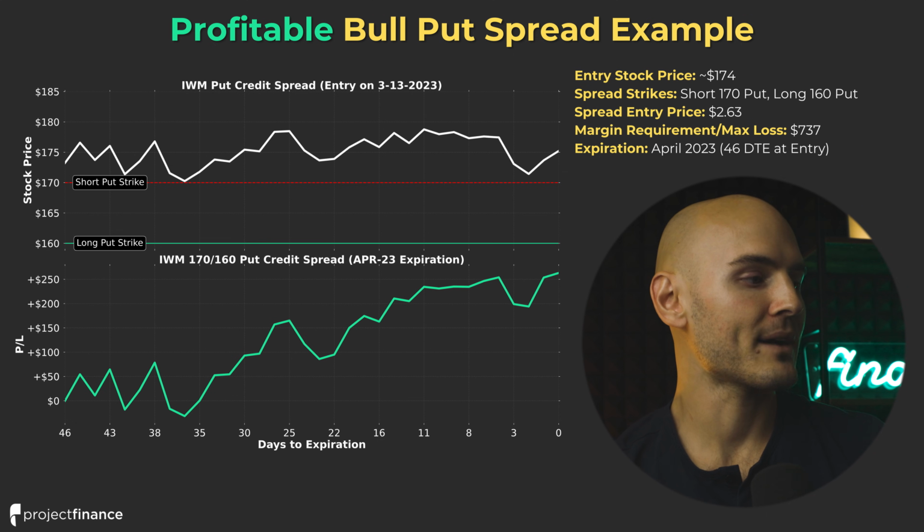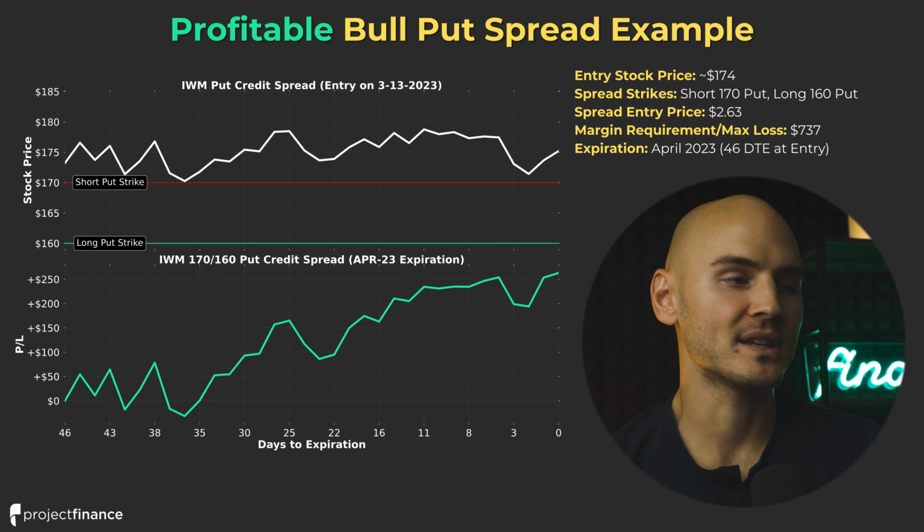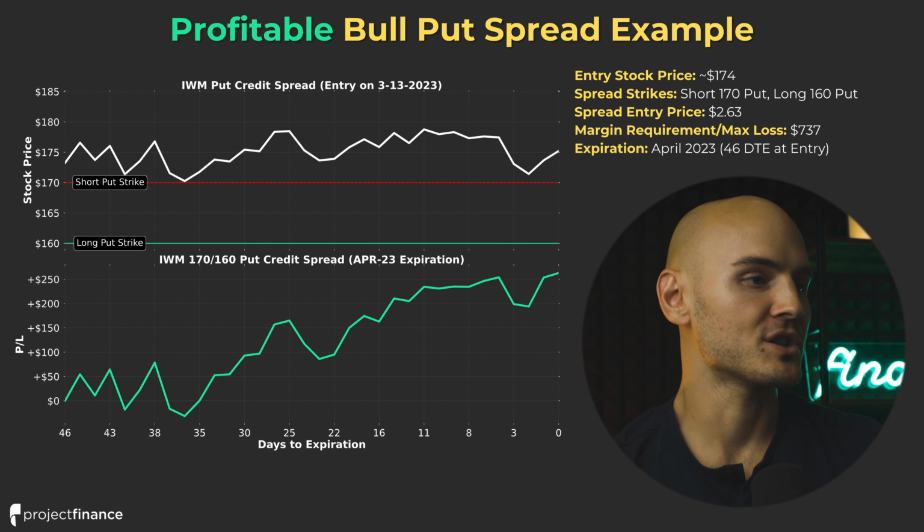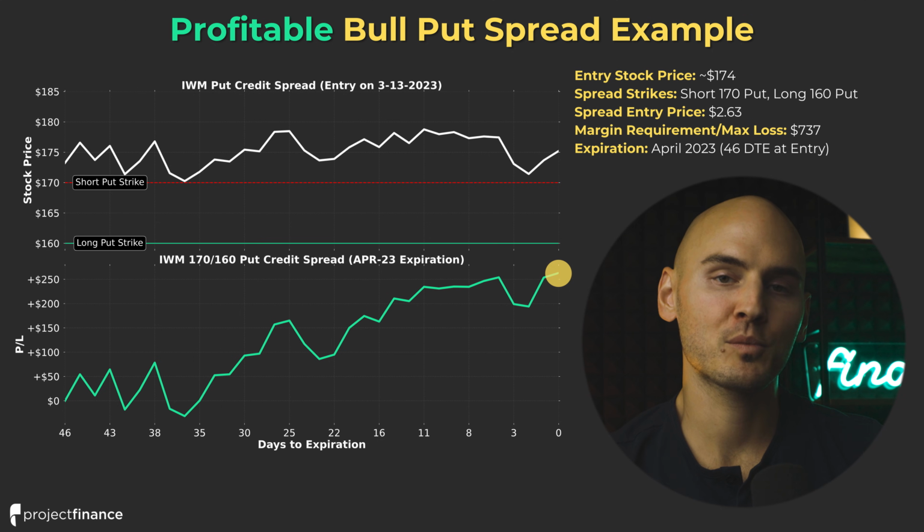On the bottom part of the graph, we can see that the P&L of this put credit spread position started to trend higher, and at the time of expiration had the maximum profit potential of $263. And so at the end of the trade, since the max profit was reached and the trade reached a $263 profit, and since we had to put up $737 to enter the trade, our return on capital for this position would have been a positive 36%.